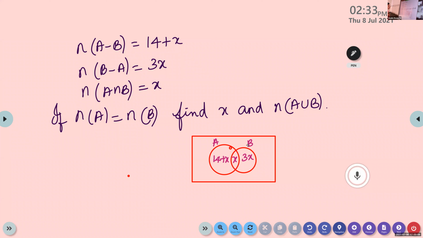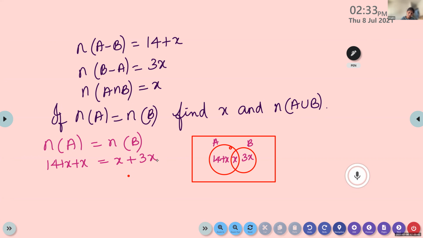Once you finish drawing, what is given here? N of A is equal to N of B. So what is N of A, and what about N of B? The number of elements in A is 14 plus x, isn't it? Equal to x plus 3x. A means the full thing we have to include. Is it correct, Anagha? Is it 14 plus x? Yes, ma'am. And B means it is x plus 3x. So when we add this, 14 plus 2x is equal to 4x.